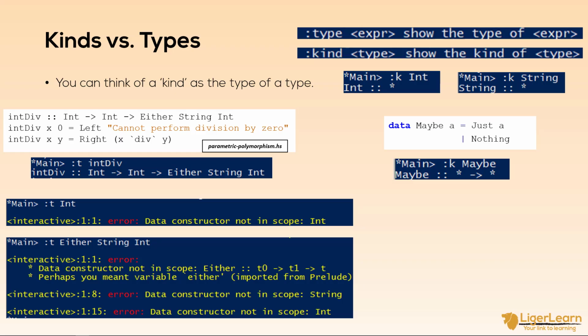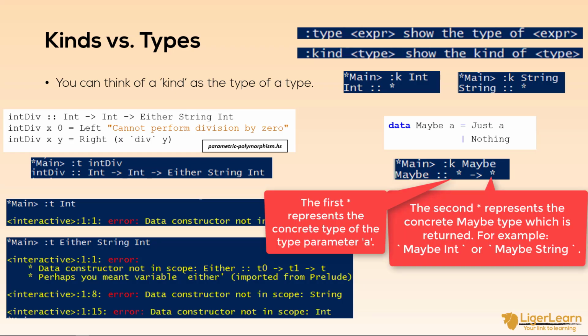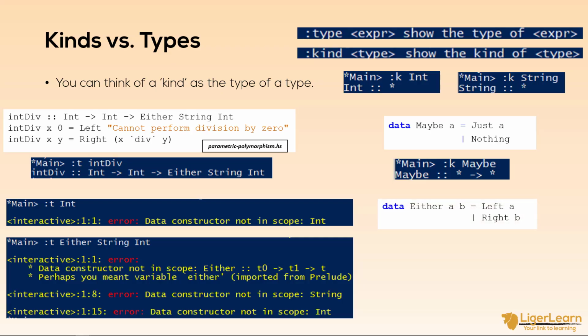What does this mean? Remember, a star means a concrete type, a type which does not take a parameter. So the Maybe kind takes a concrete type and returns a concrete type. The concrete type returned will be the Maybe itself. The star syntax may seem weird at first, but once it's been explained, it should make sense, like for the Maybe case.